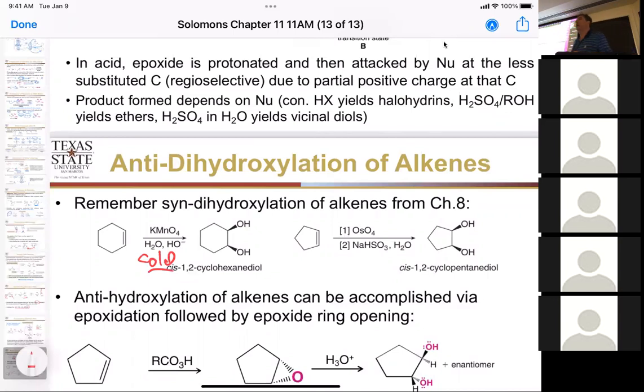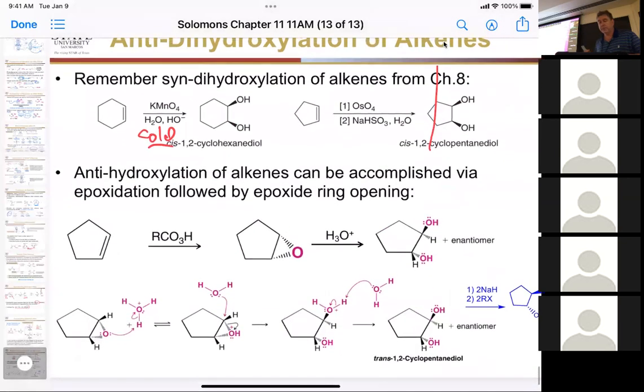Okay, but now that we have an epoxy, and we know we can open our epoxy with a nucleophile, we have an opportunity to get an anti or a trans diol. This is our first time to get a trans diol. We got our cis diols last chapter, and here we're going to get a trans diol. So how do we do that? Well, it's a couple-step reaction. Instead of just being one step, we're going to have to make our epoxy using our peracid.